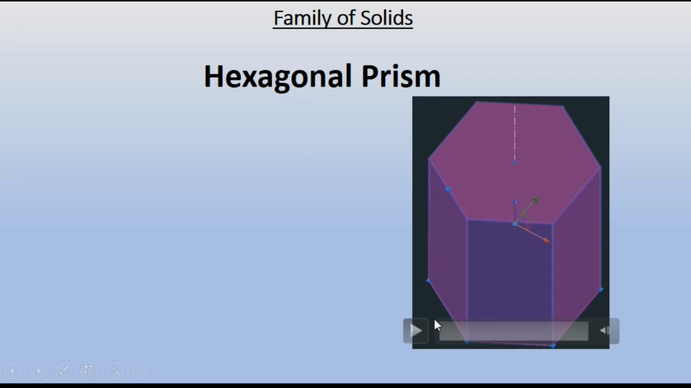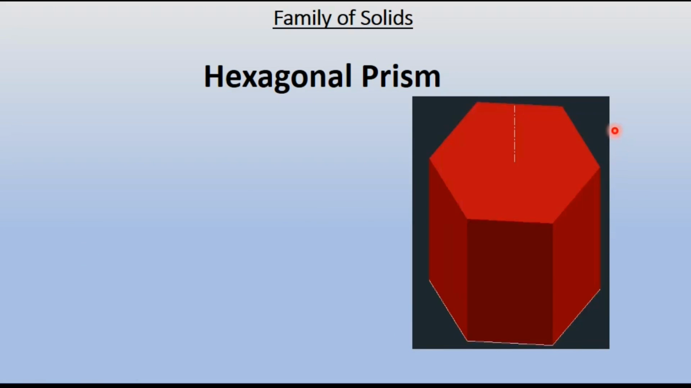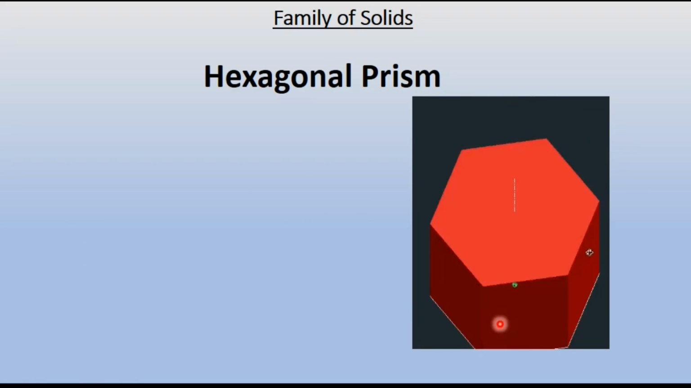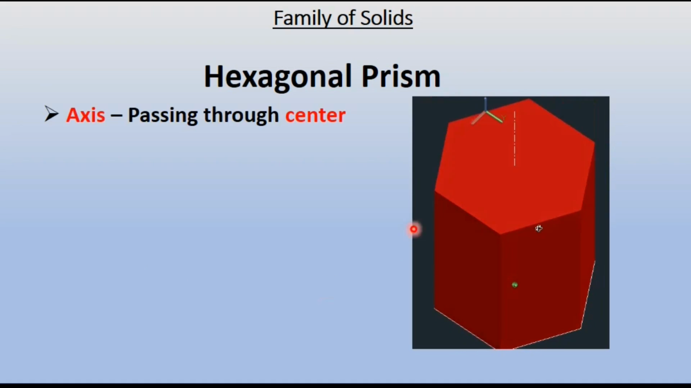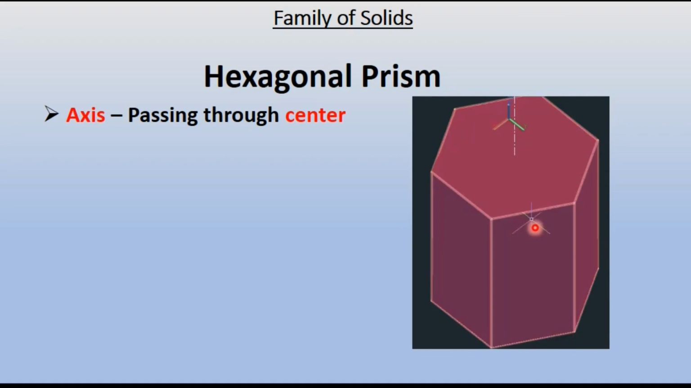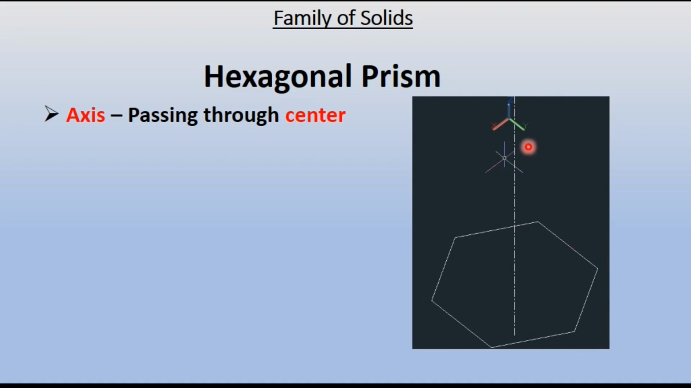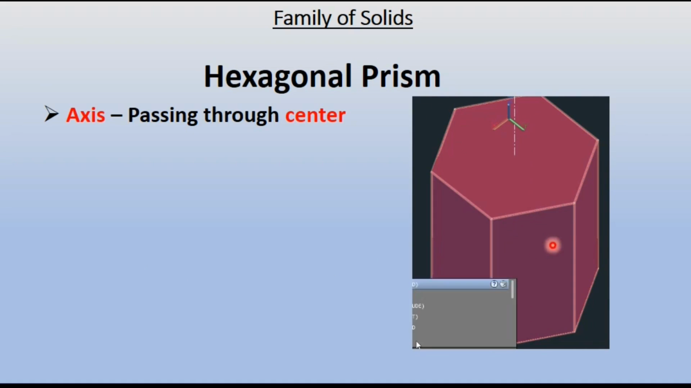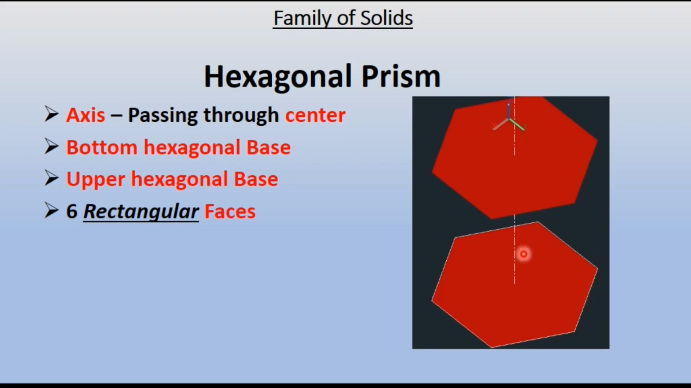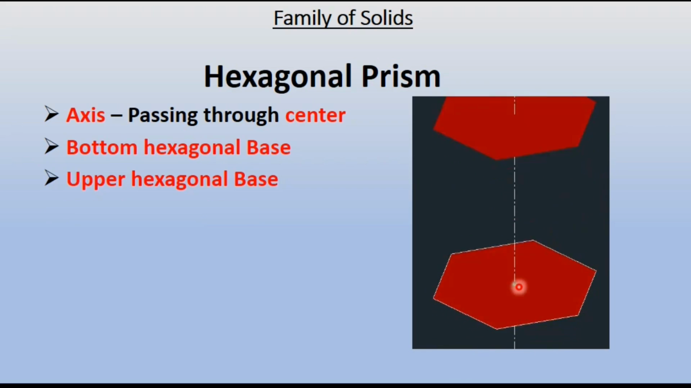So here we have a hexagonal prism on your screen right now. You see that the top and bottom base will be hexagonal in shape, and it will have rectangular faces. Obviously, as with all solids, it will have a center point. It will have an axis passing through the center. The bottom and top base will be hexagonal in shape. The bottom and top face will be hexagonal in shape.